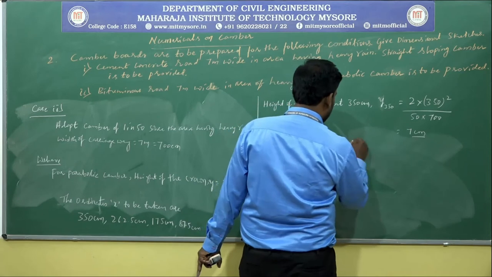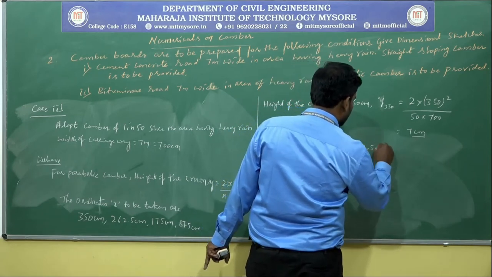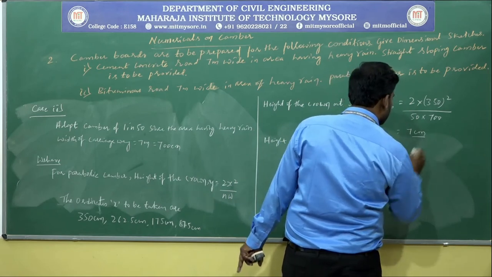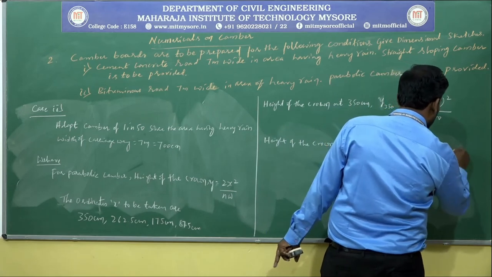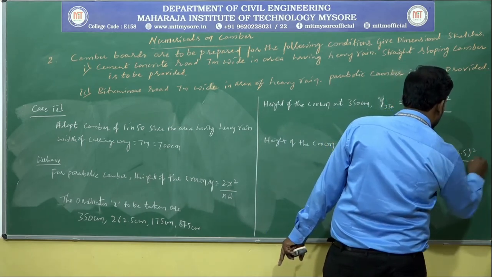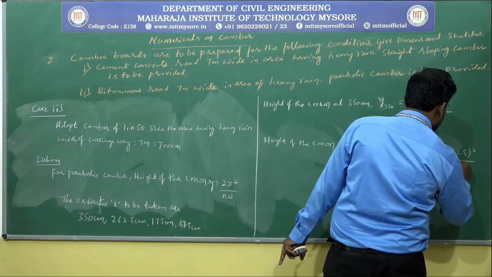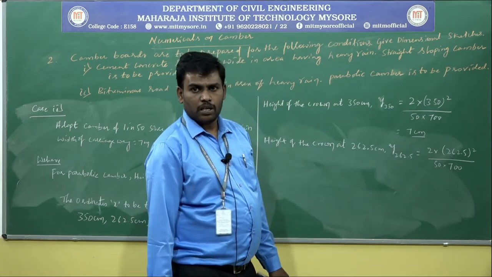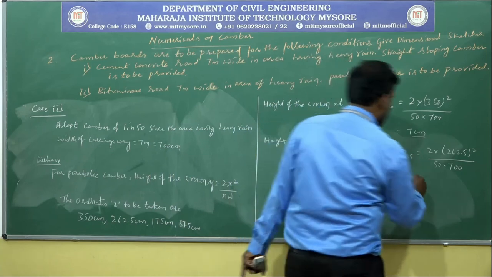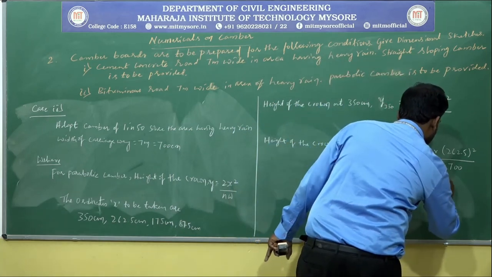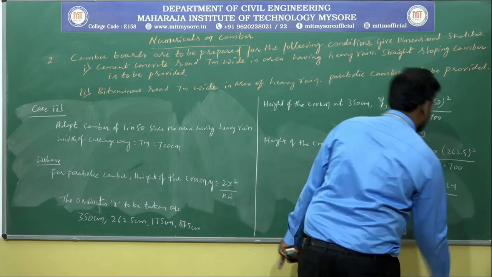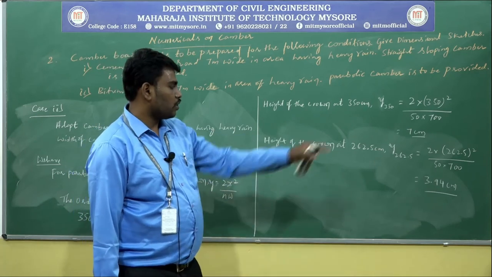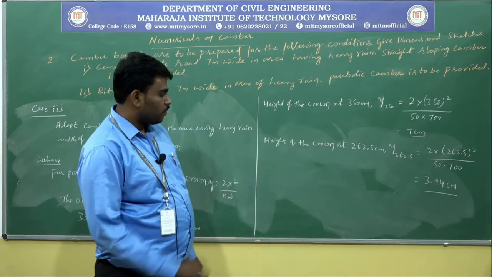Next, height of the crown at 262.5 centimeter, that is y 262.5 is equal to 2 into 262.5 square divided by 50 into 700. Is it clear? Here you get about 3.94 centimeter at 262.5 centimeter. Is it clear?